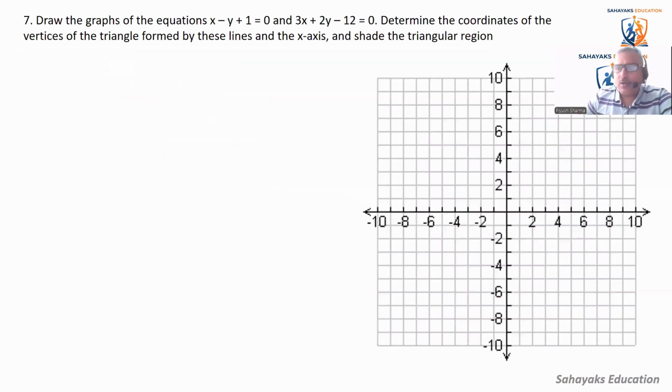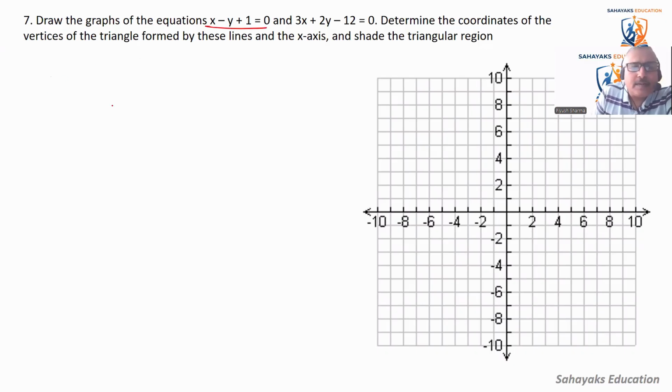Coming next. Oh God, how many graphical related questions? Draw the graphs of the equations x minus y plus 1 is equal to 0 and 3x plus 2y minus 12 is equal to 0, and determine the coordinates of the vertices of the triangle formed by these lines and the x-axis, and shade the triangular region. Okay, this kind of question can come in exam. 1 or 2 marker question, 2 marker question actually. Okay, so again, the first equation is x minus y plus 1 is equal to 0.